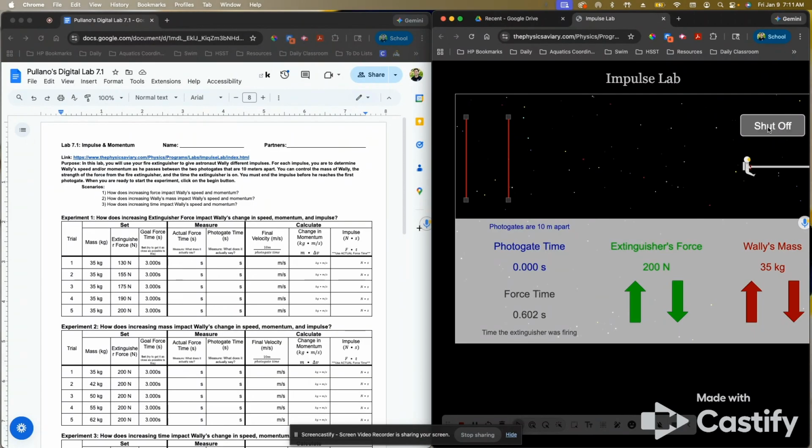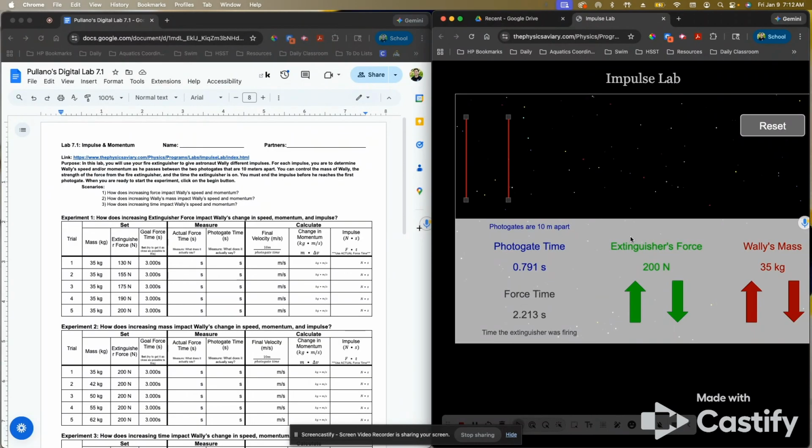So if I were to click Activate here, and then shut off, my astronaut's going to continue at the same velocity and then goes through these two red lines. Just like when we do our physical labs, these are photo gates. So this is saying that it took 0.791 seconds for our astronaut to travel from this photo gate to this photo gate. And I can solve for the velocity just by saying my distance, 10 meters, divided by my time, 0.791. Down here is the force time.